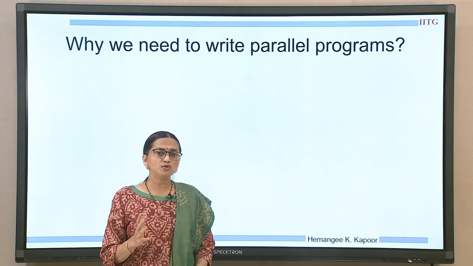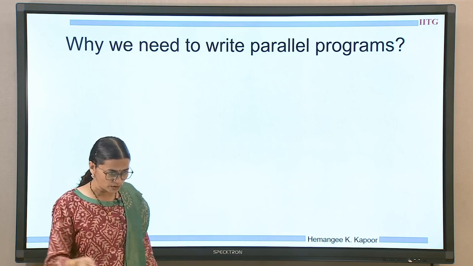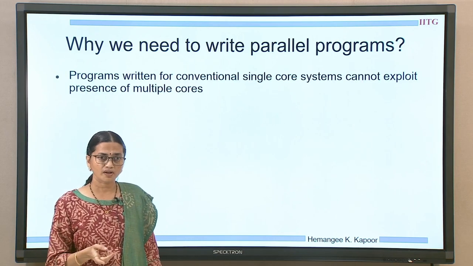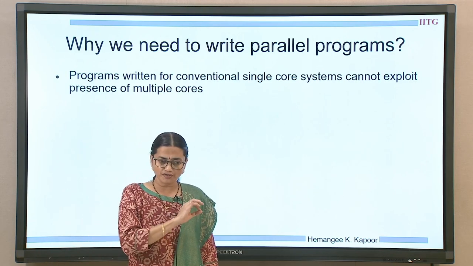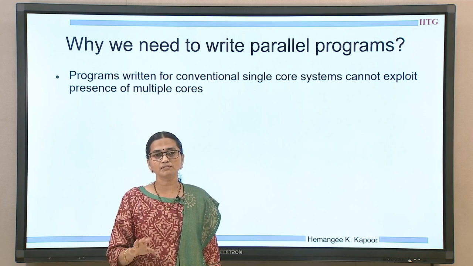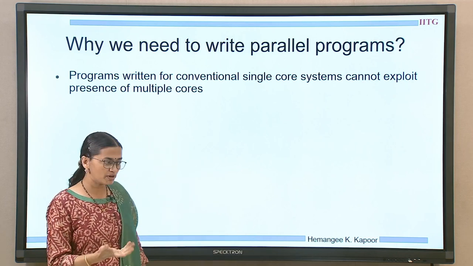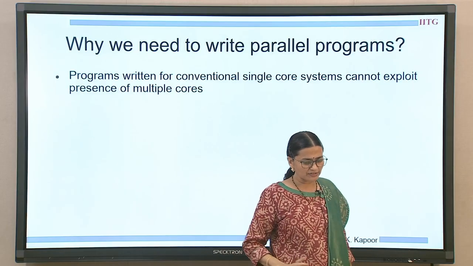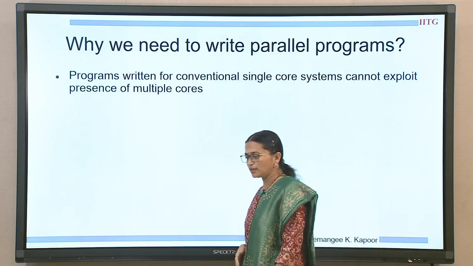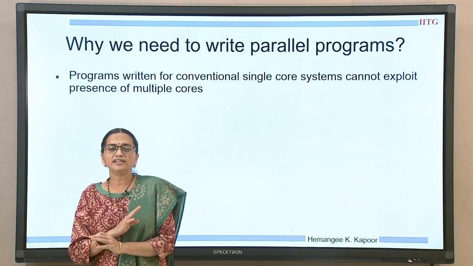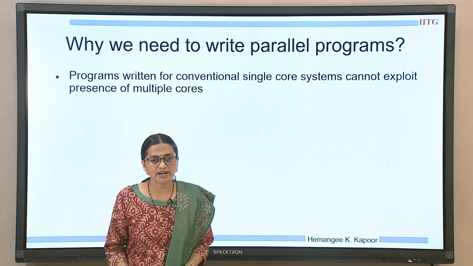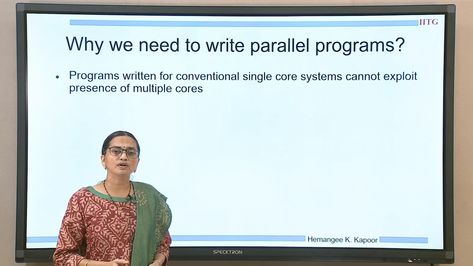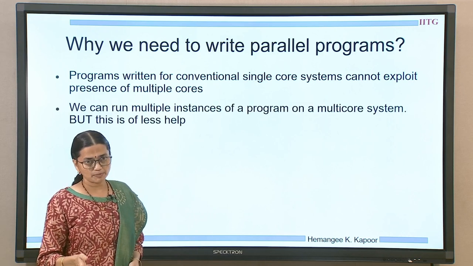All right. So, why do we need to write parallel programs? I have a multi-core system, but can't I use it the same way I used to use a single core system? Programs that were written for conventional single core systems cannot exploit the multiple cores, because the program was compiled keeping in mind that you have a single core, it has a specific ISA, and instructions are scheduled in a particular manner. Hence it only sees a single core, no matter that your program is running on a multi-core system.